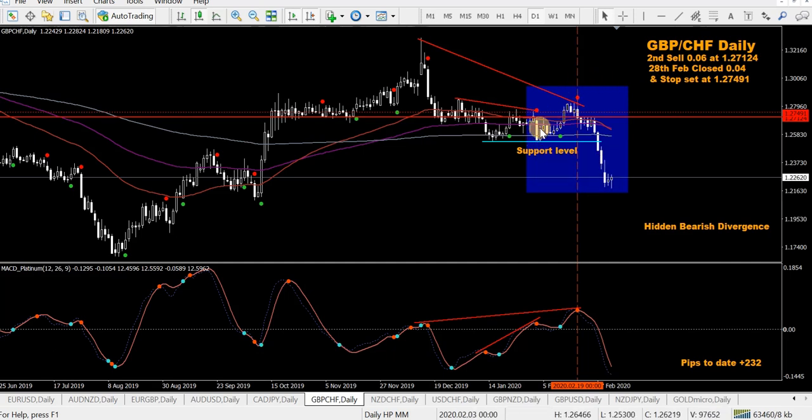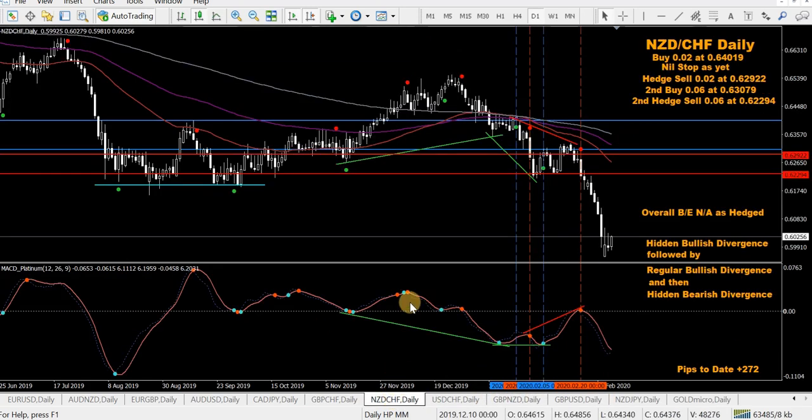Closed this original sell, the hedge buy, and 0.4 of that second sell. Now it's sort of stalling down here a little bit. Again, I'll wait for a dot on the MACD platinum below the 0 level. I'll close another 0.1, bring the stop down, see if it can run down, get a bit of profit. Pound Swiss. New Zealand Swiss, pretty straightforward.